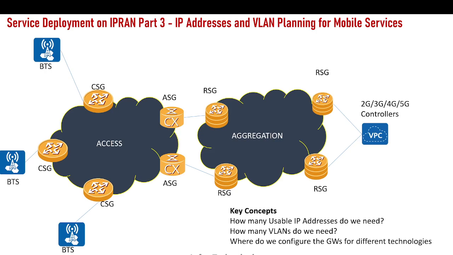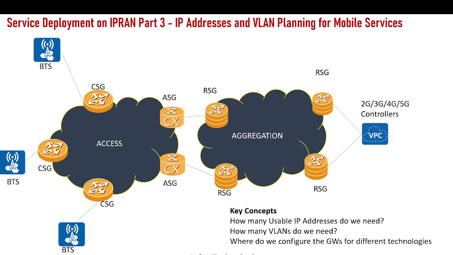In our last episode, we discussed how to segment mobile services into separate VRFs or VPN instances and transport them on a common IPRAN transmission network. So we segment our services or we classify them into separate VRFs, and then we can transport them on our IPRAN network.